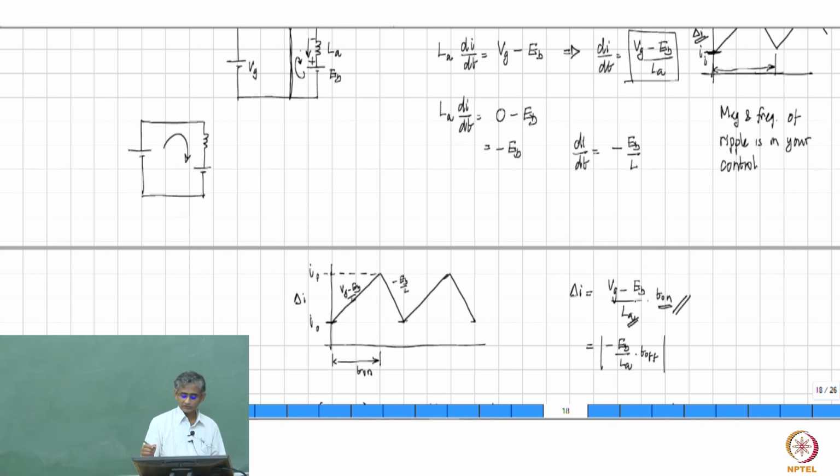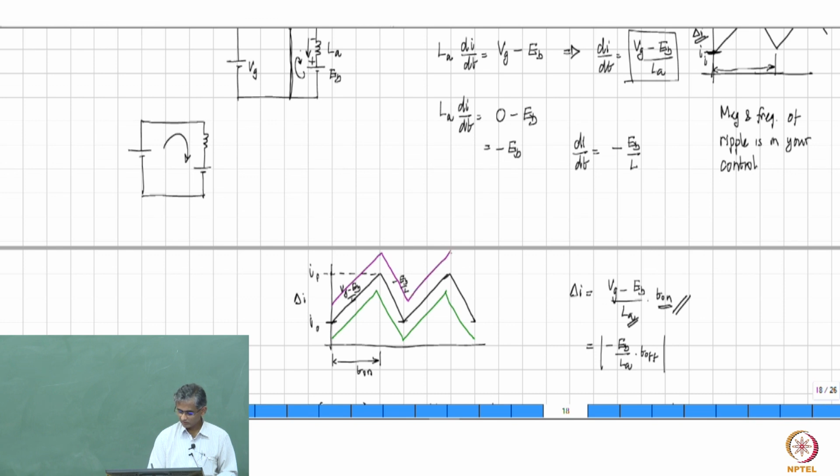So this only determines the magnitude of the ripple, but you have no idea whether it is going to be a waveform like this, or is it going to be a waveform like this. In either case, the magnitude of the ripple in all these three cases is the same. The only difference is the average value, right? These equations that we wrote in the last class do not say what the average ripple value is going to be. How do you find out what will then be the average value?